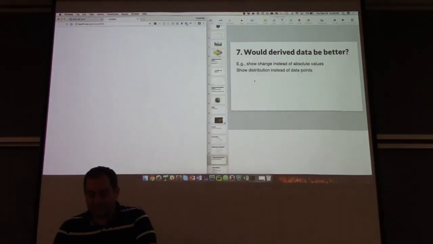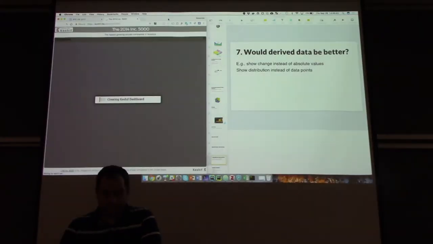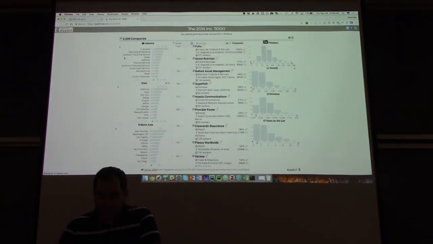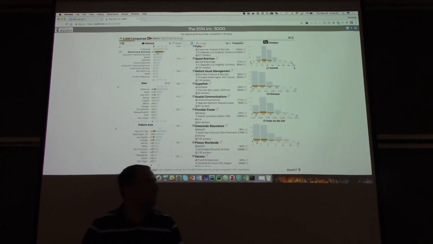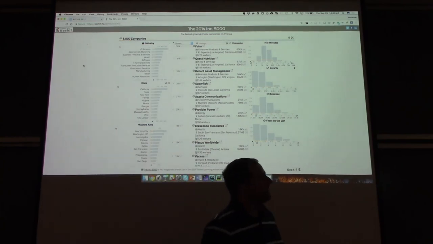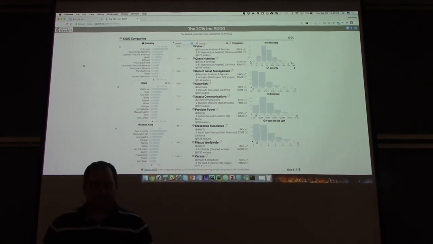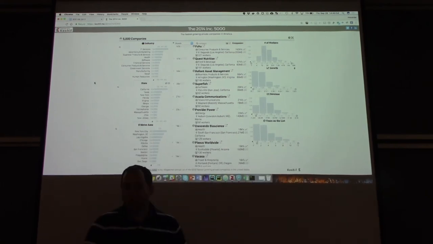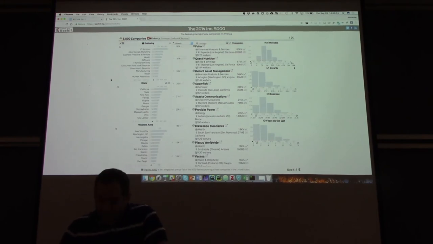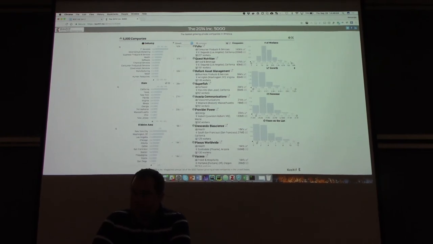So here's a pretty sophisticated example of linked highlighting. This is Keshif, which is an academic project. This was a PhD student from the University of Maryland, and he has graduated and has founded a startup to sell Keshif. He has a ton of data sets. This is a data set about various fast-growing private companies in America. And you see here are different facets of this data set. We have IT services, advertising and marketing, and so on.